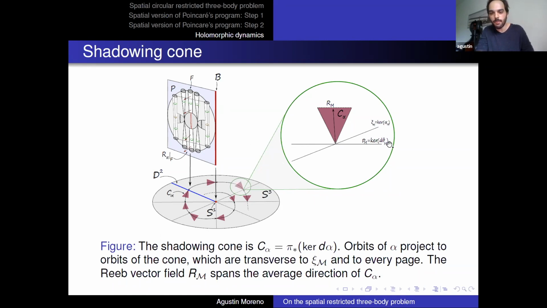So you see the page of the open book on the moduli space, you see the contact structure on the moduli space, and the cone is transverse to both. And the Reeb vector field, the shadowing Reeb vector field, is the average direction in the shadowing cone. It's just sitting in the middle, by construction, because I integrated along the fiber. Orbits of the original thing, your satellite, might be doing some crazy nonsense here, which you don't understand, but you project it down, you get an orbit of the cone. It also does some crazy nonsense, but you might have more hope of understanding something. So this is the very beautiful geometric dynamical situation in the problem.